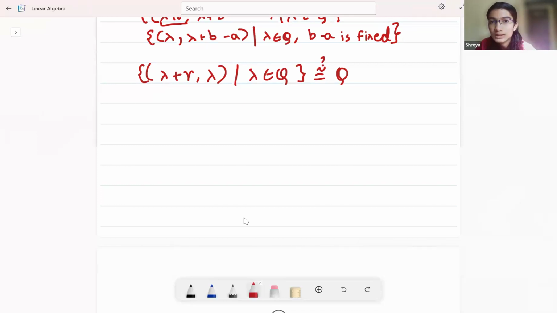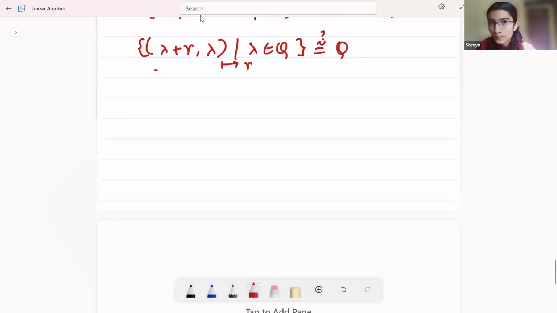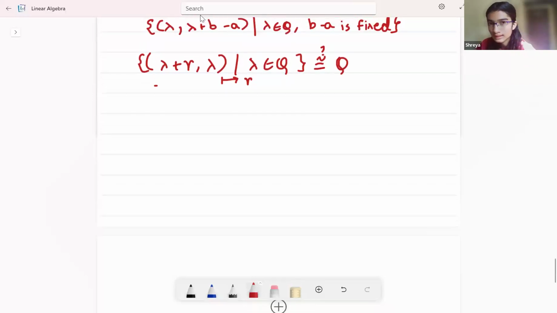So what's the most natural function which you can think of? Take your lambda. Yeah, but lambda is varying. The whole set has lambda varying over all rationals, and r is fixed. Yeah, map it to r. Exactly, so we map it to r. And this is a linear map.